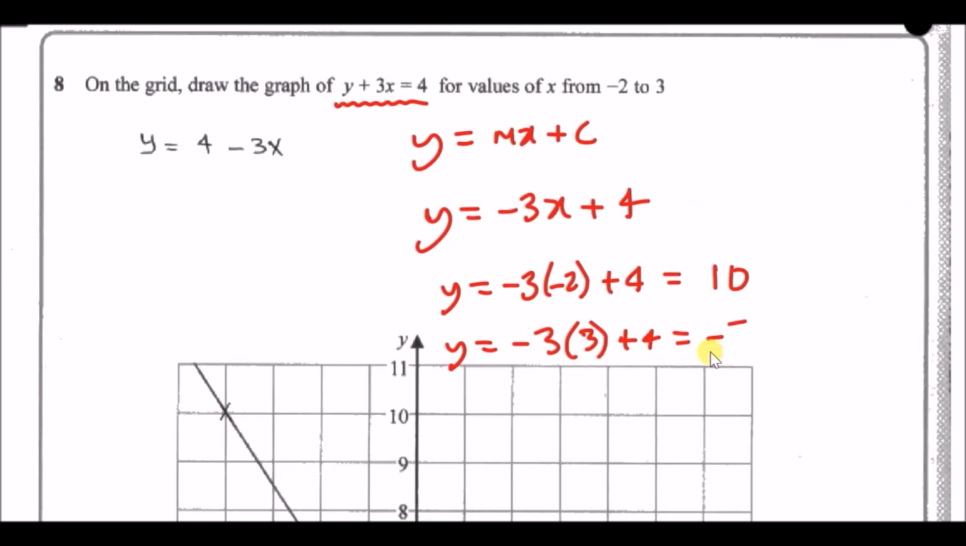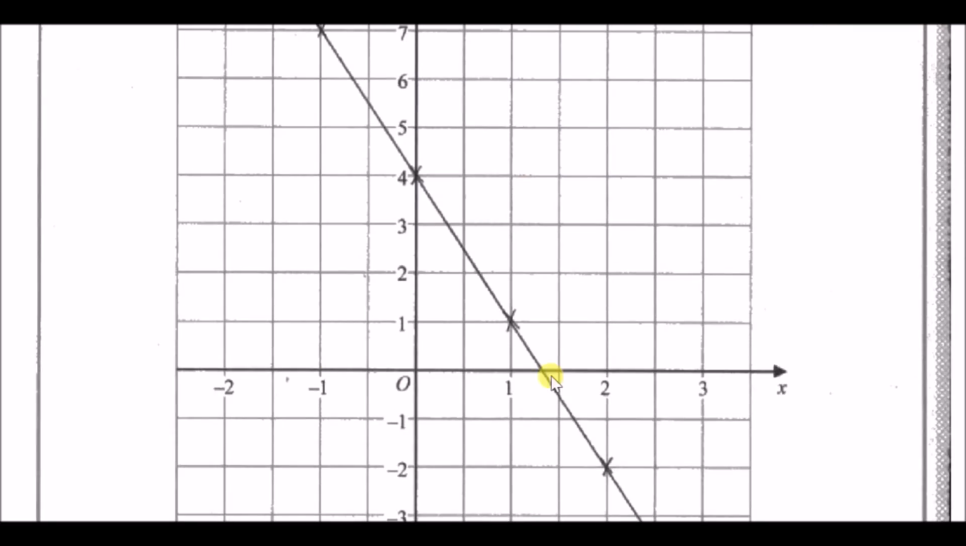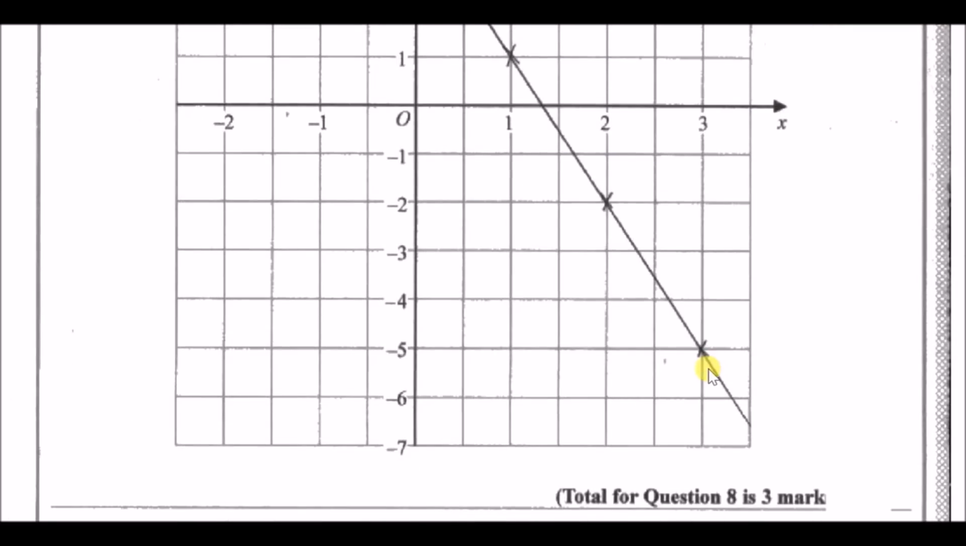And that's it. So what this tells you here, that at x equals -2, so we have a coordinate of -2, this gives us a y coordinate of 10. When x is 3, we get a y coordinate of -5. And you simply just plot these two, so -2, 10, as we know, is here. And 3, -5, you go 3 across and drop 5 down.